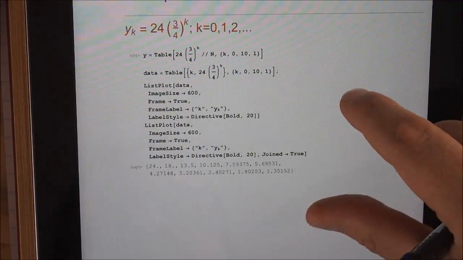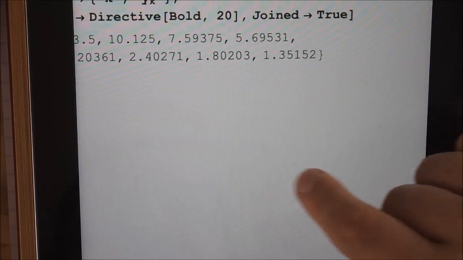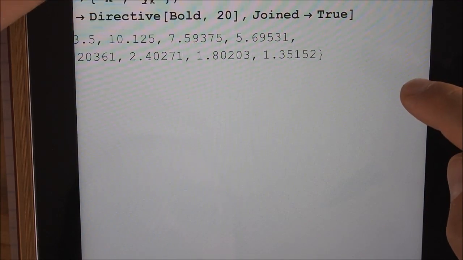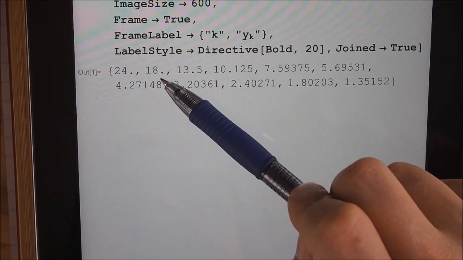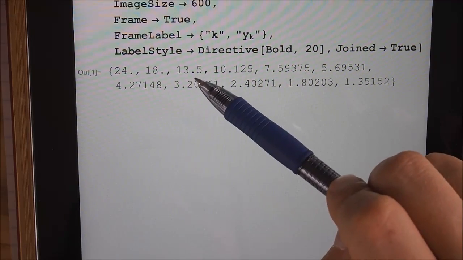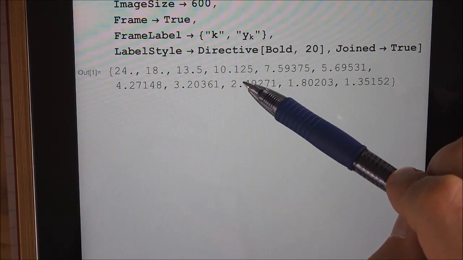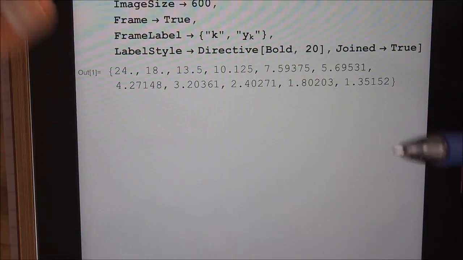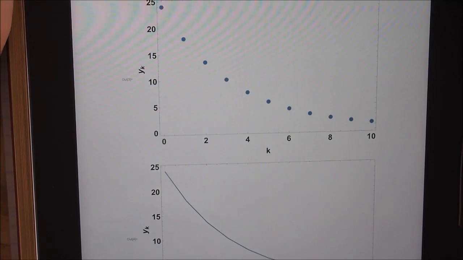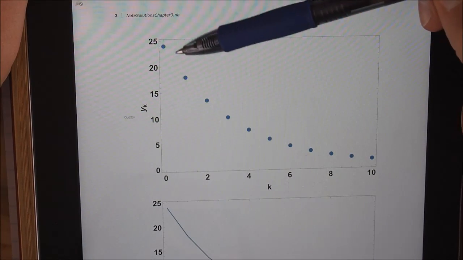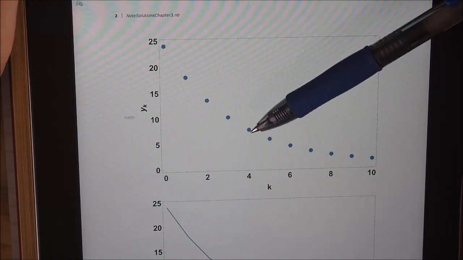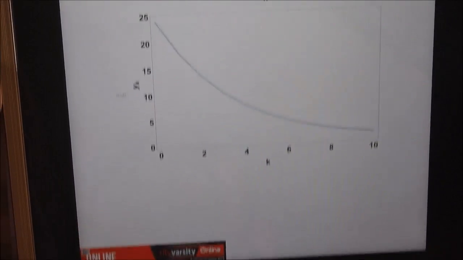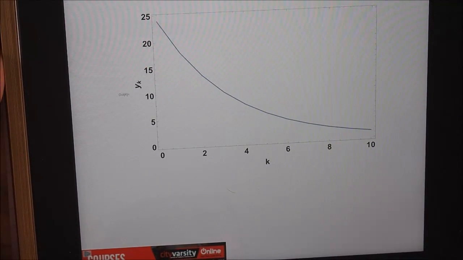You can see here what I've done is I've just computed the series. So here 24, 18, so 3/4 of 24 is 18, 3/4 of that is 13.5, 3/4 of that is 10.125, and so on and so forth. Okay, so the sequence gets smaller and smaller, and it looks like this. It's only valid at these points: k equals 0, k equals 1, k equals 2, k equals 3, k equals 4. And if we were to interpolate that or connect the dots, it would look like this, and we see we have a decreasing function. Okay.